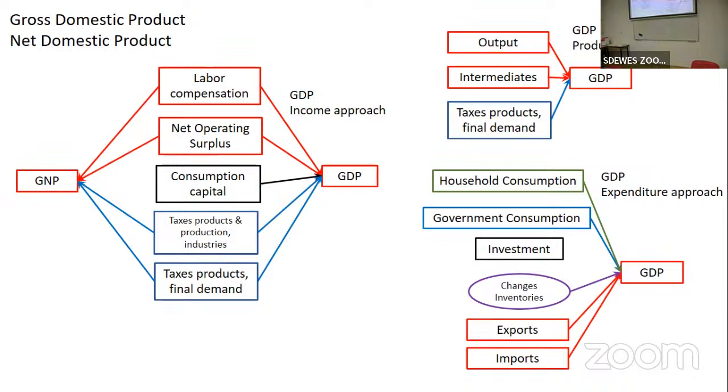From the income approach, the GDP is calculated from the labor compensation, which comes from the labor module, the net operating surplus, that is the output minus the consumption of intermediates minus the taxes, the consumption of fixed capital that comes from the investment and capital module, taxes on products and production that come from the government module, and the taxes on the products of the final demand. This is the gross domestic product, and the net domestic product is everything except the consumption of fixed capital. This is from the income approach. From the production approach, the GDP is output minus intermediate minus taxes on products and final demand. And from the expenditure approach, the GDP is household consumption, government consumption, investment, changes in inventories, exports minus imports. So this is how the GDP is calculated.